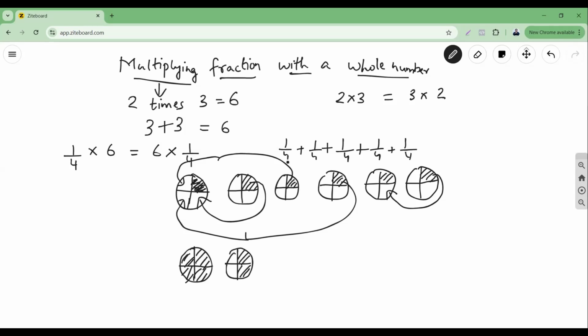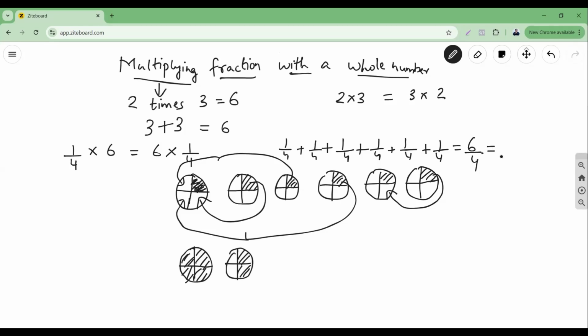Now, we also know what fraction addition is. If we write 1/4, 1/4, 1/4, 1/4, because the denominators are all the same, they are like fractions, so we add only the numerators. So 1/4, 2/4, 3/4, 4/4, 5/4, 6/4. The answer is 6/4. Now, we also know that 6/4 can be converted to a mixed fraction.